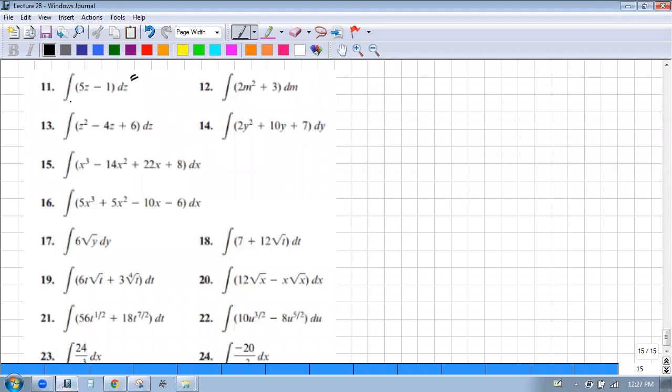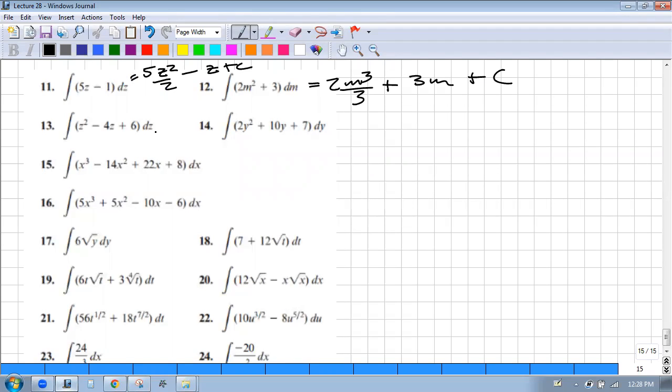What is this one? You can break it up into 2, of course, right? So we have the 5, the z becomes a z squared over 2. We have a minus, and then the 1 dz. The integral of 1 dz is just z plus a constant. This dude here, we have the 2. The m squared becomes an m cubed over 3. And then the 3 dm just becomes a 3m.